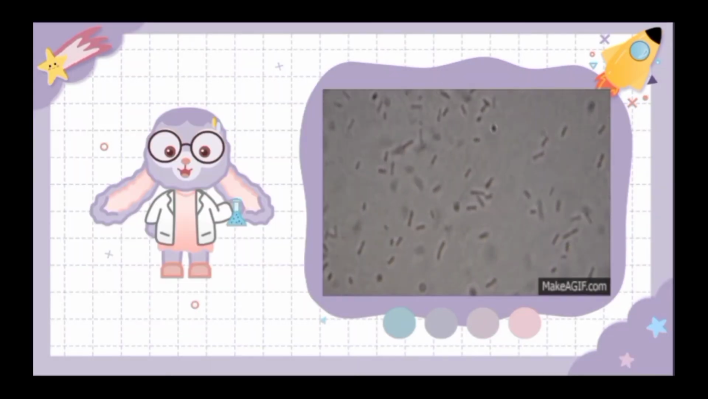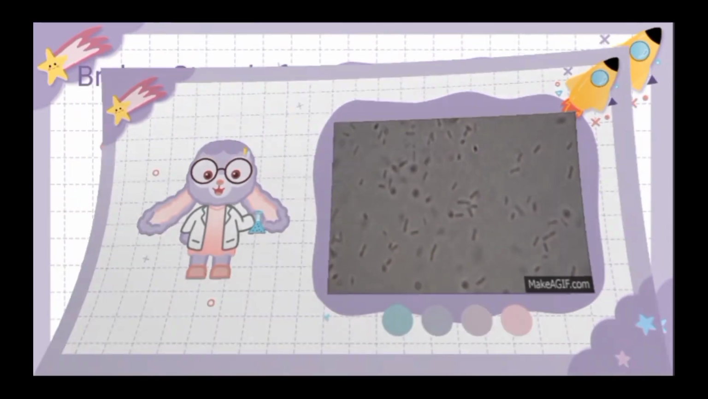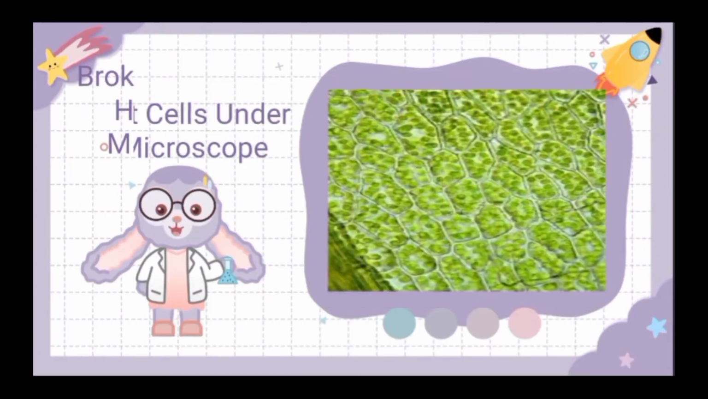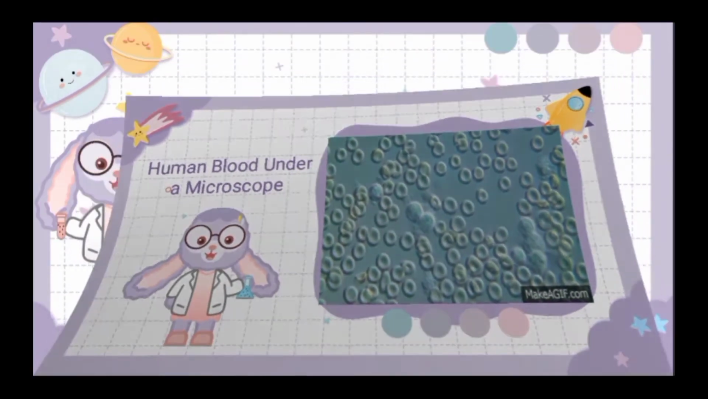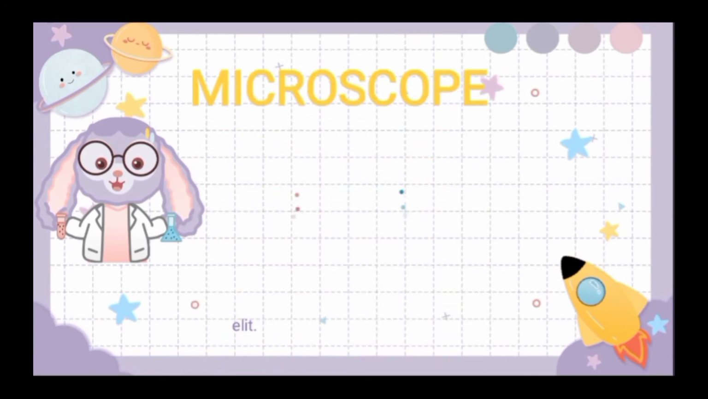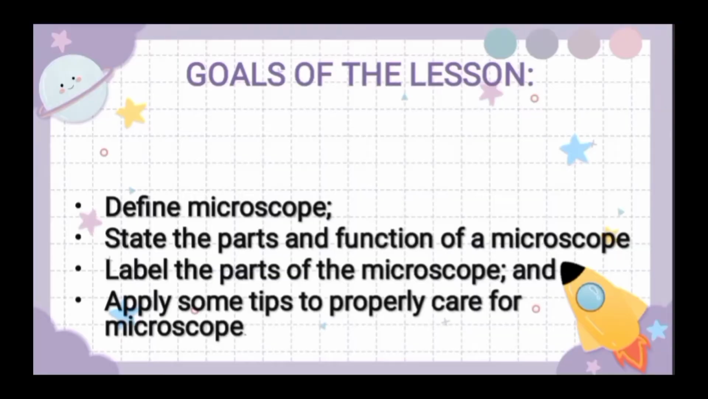That's right! And to be able to learn and understand the nature and the characteristics of these living things, we need to use a special instrument like this one. This is a microscope. Before we proceed, we have here the objectives of the lesson. The student should be able to define microscope, state the parts and function of a microscope, label the parts of the microscope, and apply some tips to properly care for the microscope.